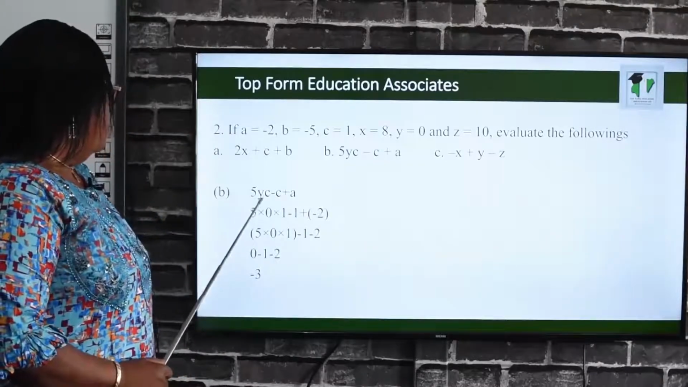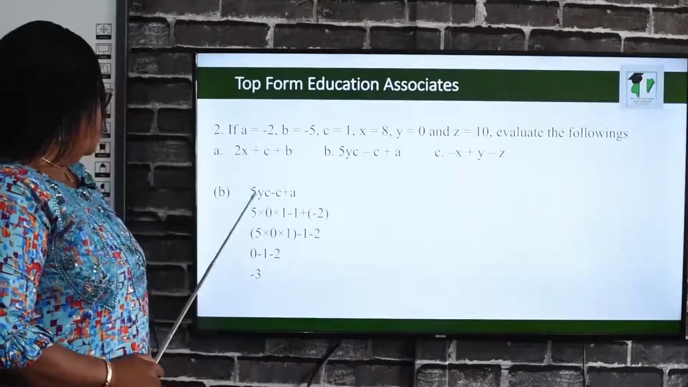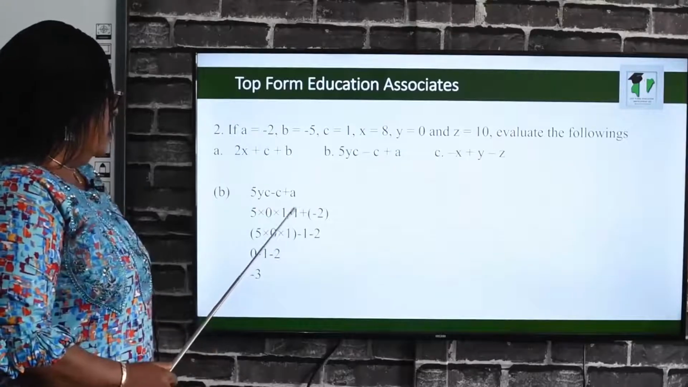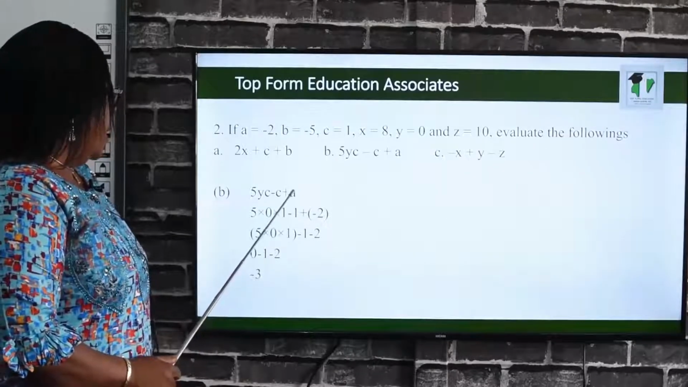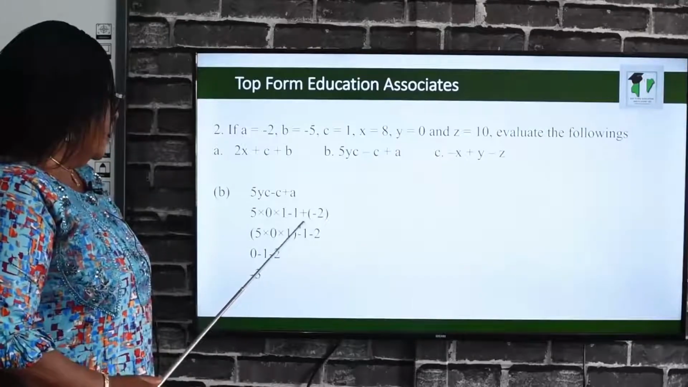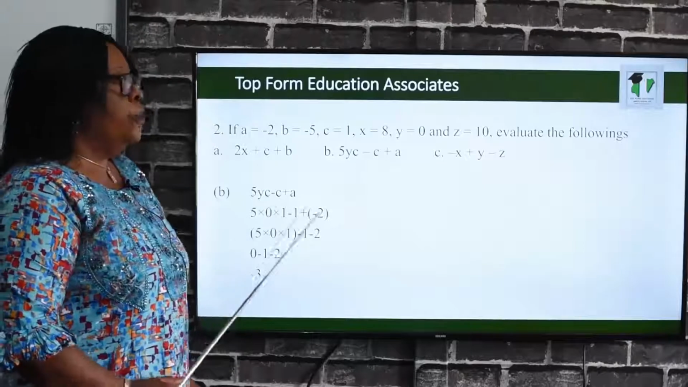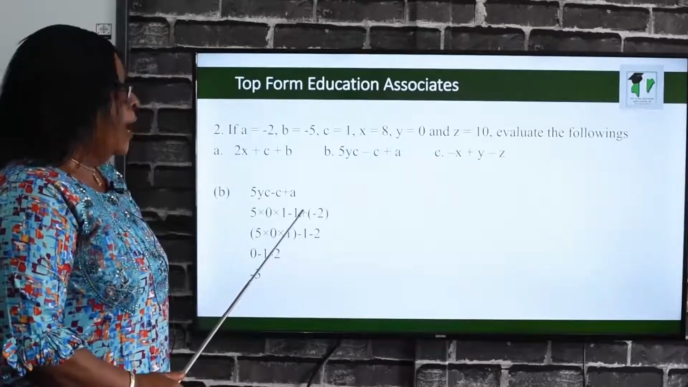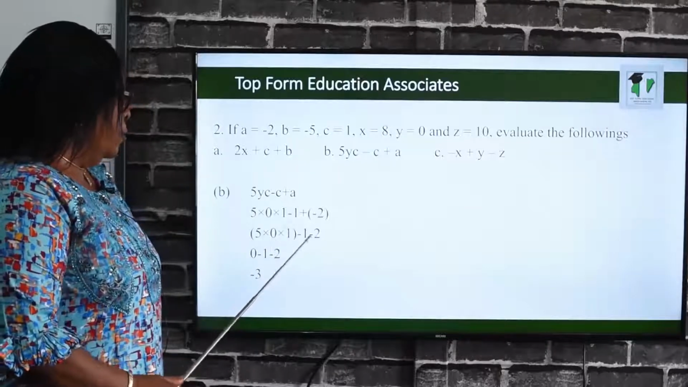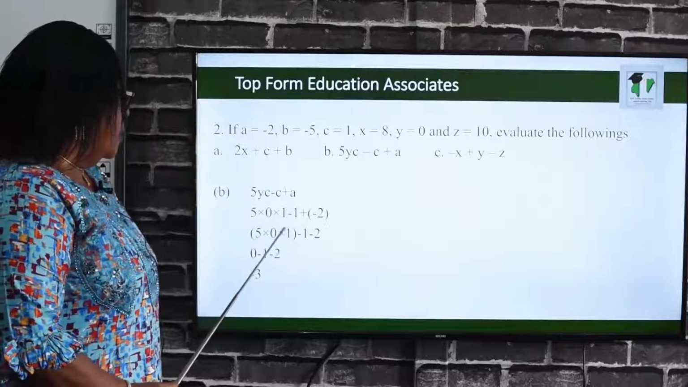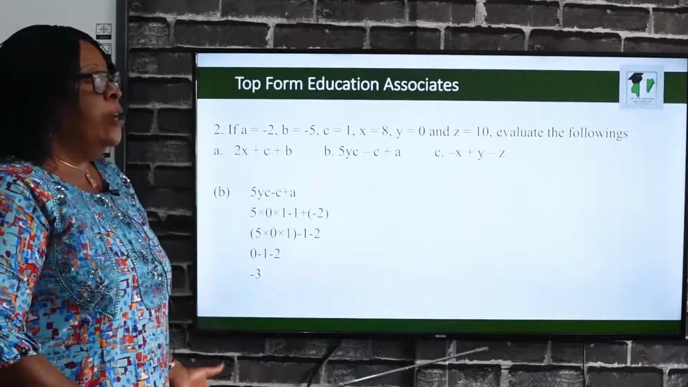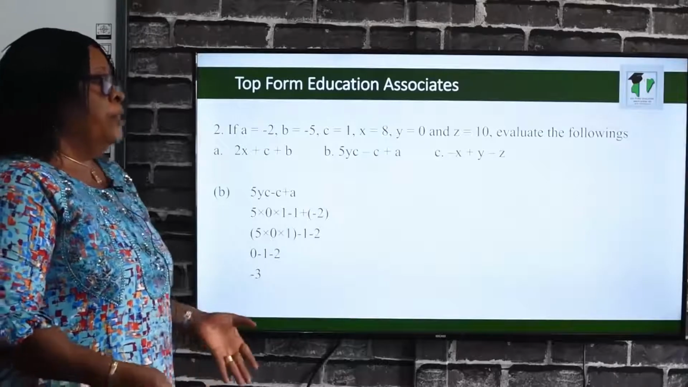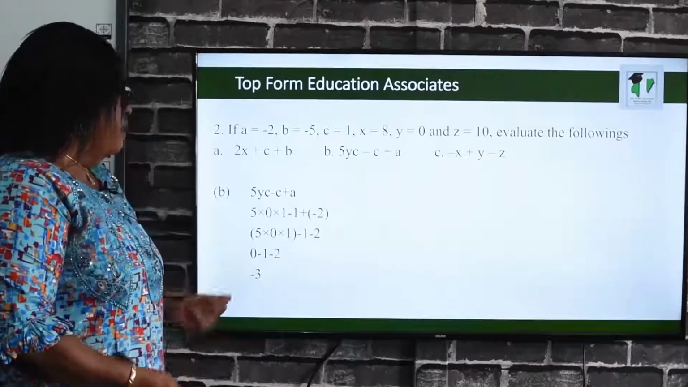B, 5yc minus c plus a. 5 times y is 0, times c is 1, minus 1 plus a is equal to minus 2. We put minus 2 in brackets. So inside brackets, because of this operation, 5 times 0 times 1, then minus 1, minus 2, because we have a plus sign in front of the bracket. So minus remains minus. Work out 5 times 0 times 1, that will give us 0, because any number multiplied by 0 gives 0. Minus 1 minus 2. Answer is minus 3. Minus, minus, you put the numbers together, but the sign remains minus.